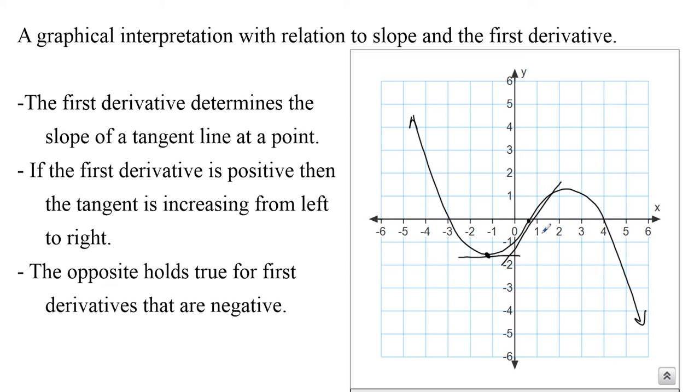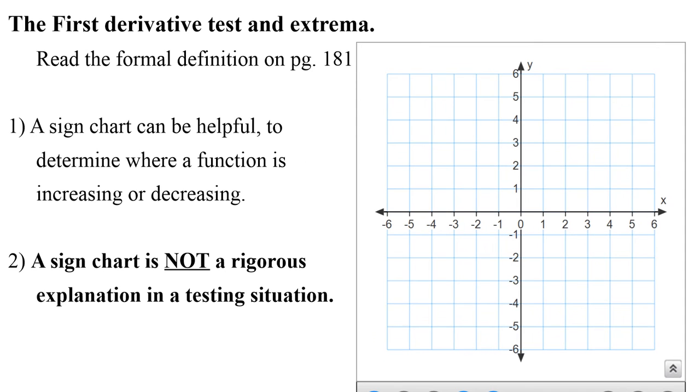So our critical numbers from the last section, these are going to become places where it could change, and I need to stress that. These are places where it could change from either decreasing to increasing, or in this case right here, that extrema is going to be a place where it changes from increasing to decreasing. All right, so the first derivative test for extrema, there's a formal definition on page 181.